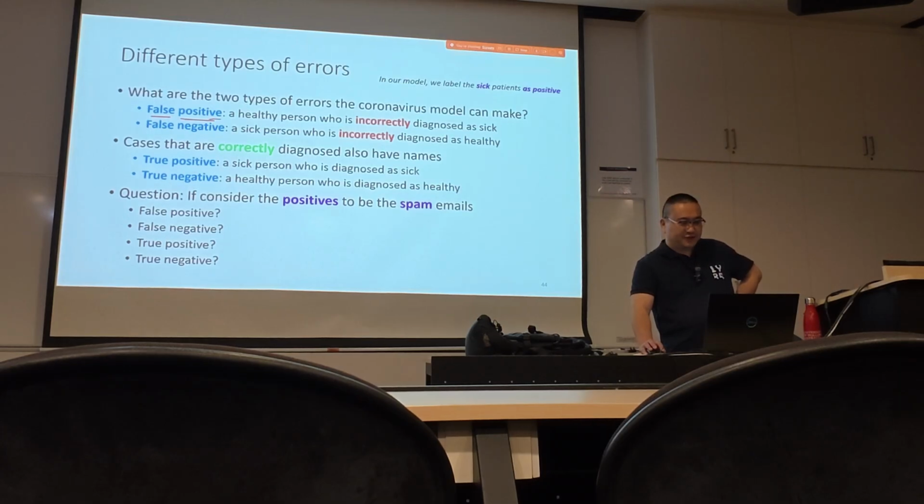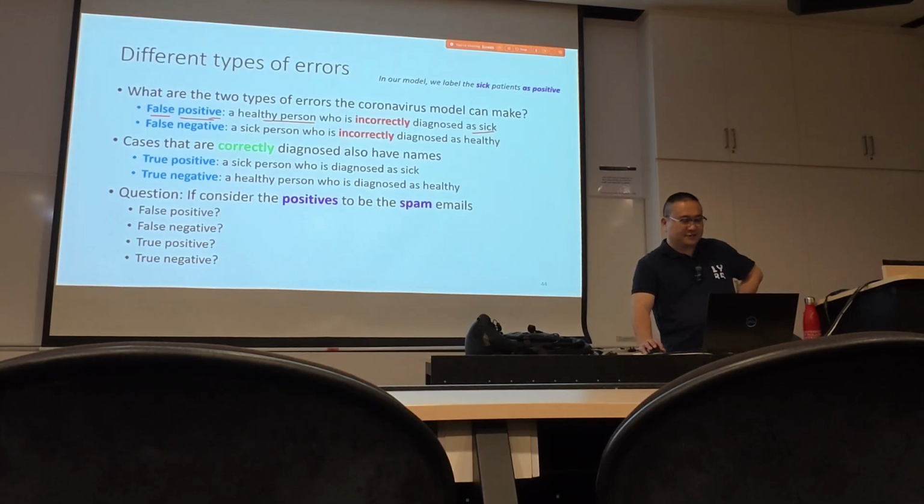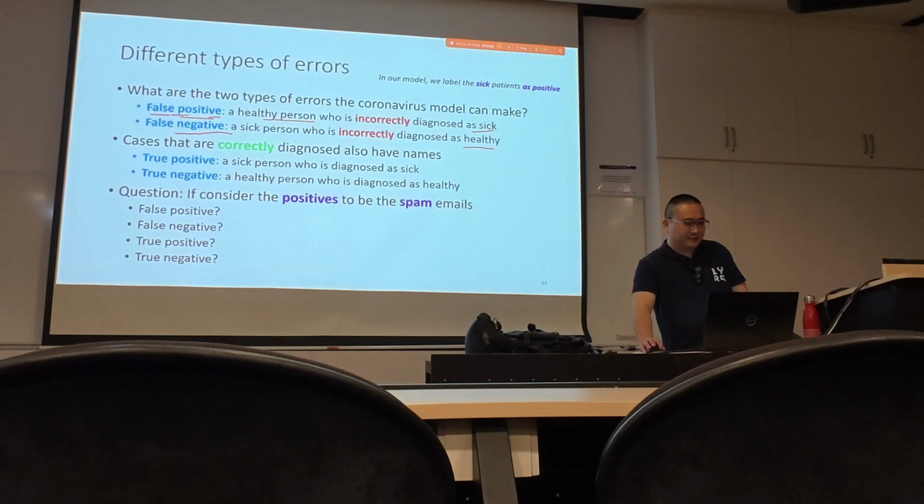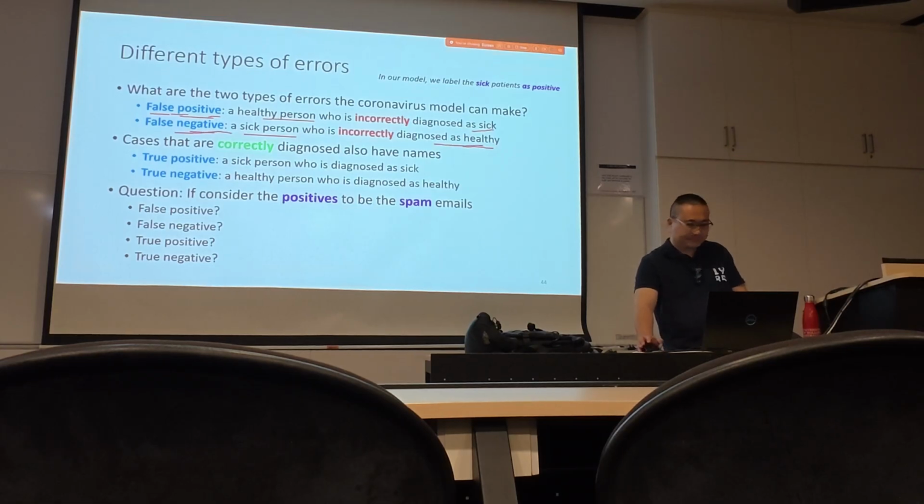For the positive prediction, it means that you classify the patient as sick. However, this is false because the patient is actually healthy. So a healthy person who is classified as sick is a false positive. Similarly, you can understand false negative. For a false negative, the prediction itself is negative. You say the output is healthy, but this is false. So the whole story is that a sick person is incorrectly classified as healthy. This is a false negative.